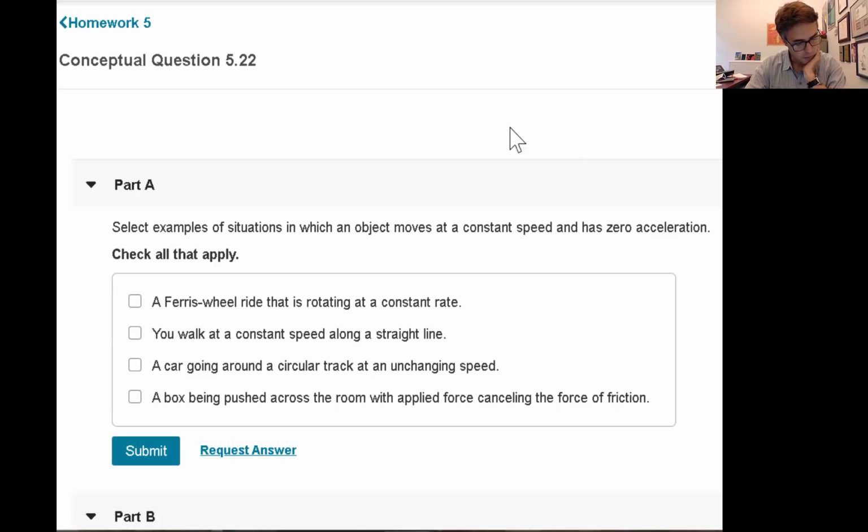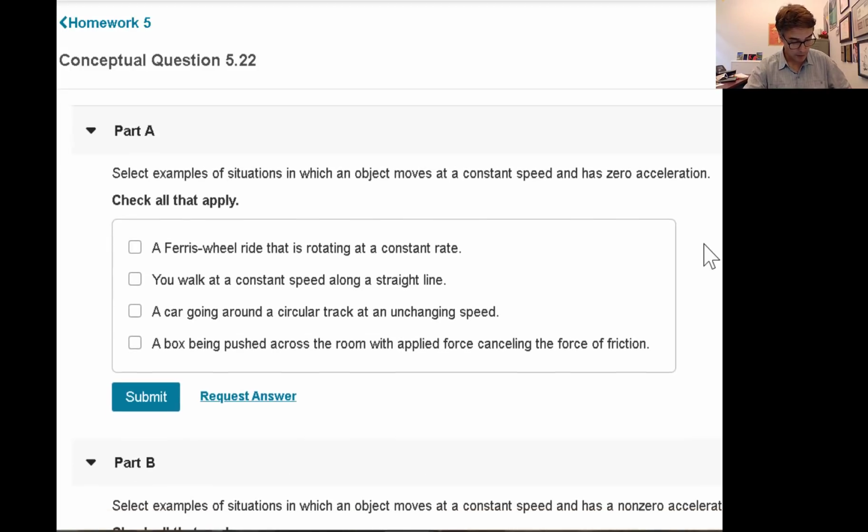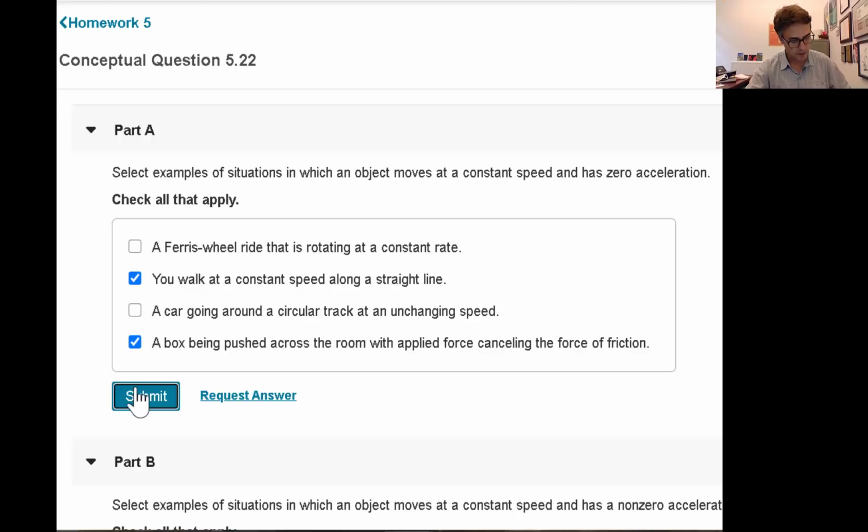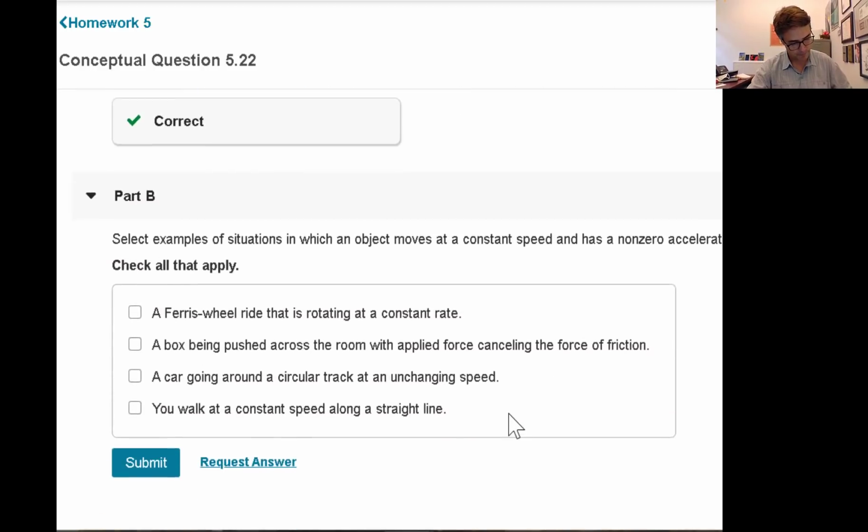Next, conceptual question 5.22. Select examples of situations in which an object moves at a constant speed and has zero acceleration. Ferris wheel ride, that is, no, because that's going in a circle. You walk at a constant speed, so that sounds right. You have to go in a straight line if you're going to have zero acceleration. Car going on a circular track, no. A box being pushed across the room with applied force canceling the force of friction. Sounds right to me, as long as it's going in a straight line.